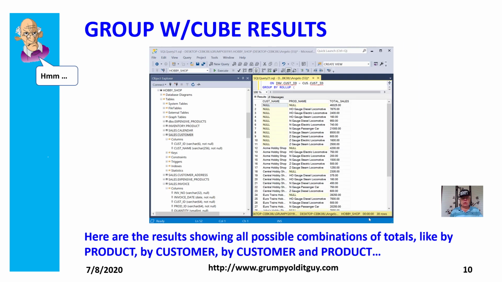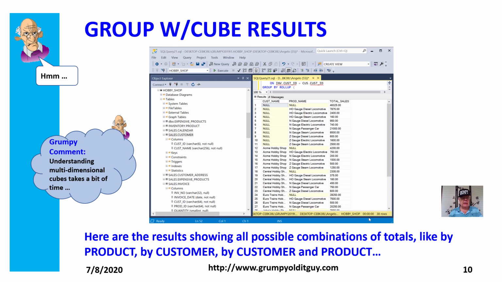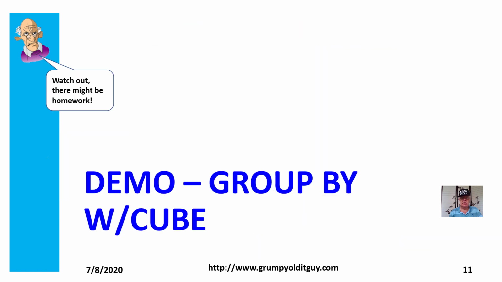And here's the cube results, all right? It's every possible combination of summing up, again, by customer name only, by total of everything, or by customer name and product name, right? So the more of those dimensions you add, the more different cube results you're going to get. Now, I'll say that understanding multi-dimensional cubes takes a bit of time, so let's just go into a demo and hopefully it'll clear things up.